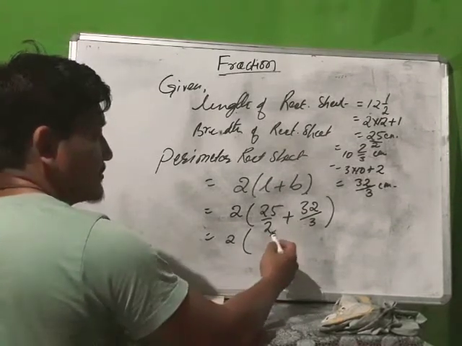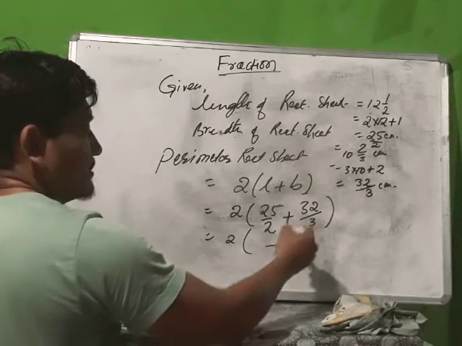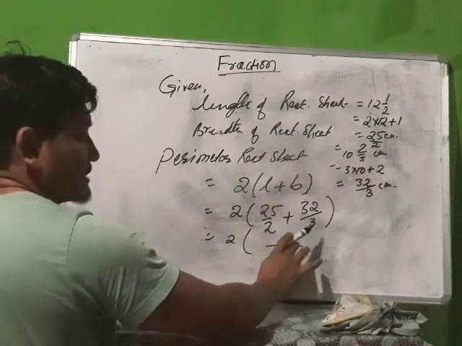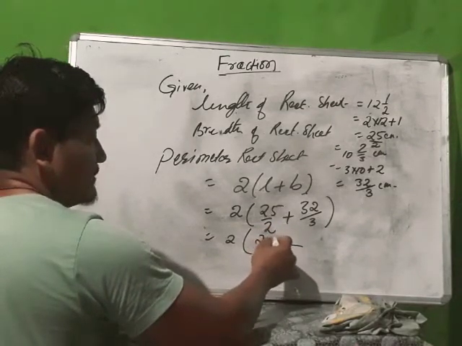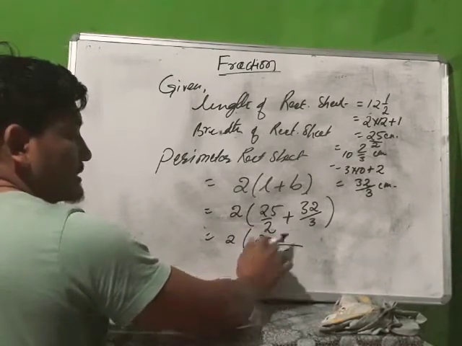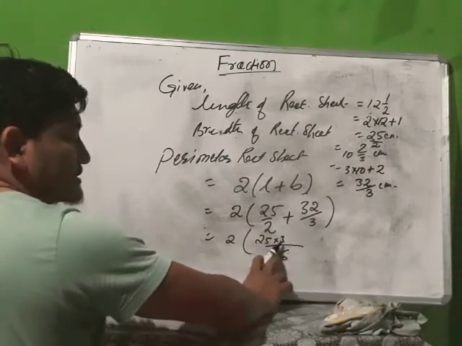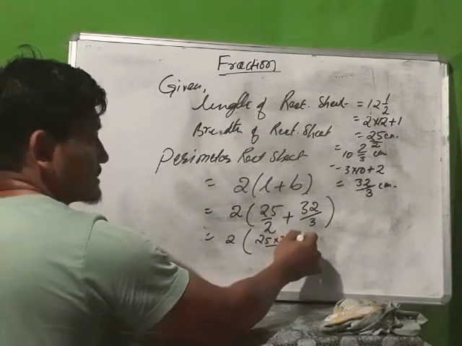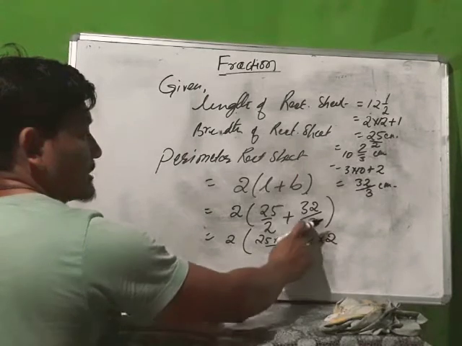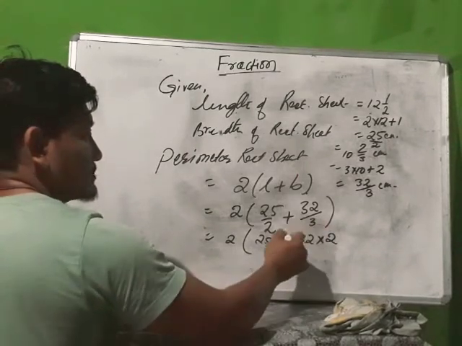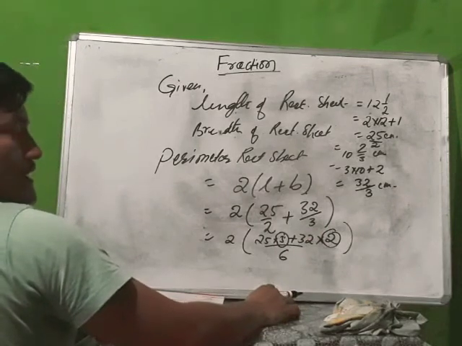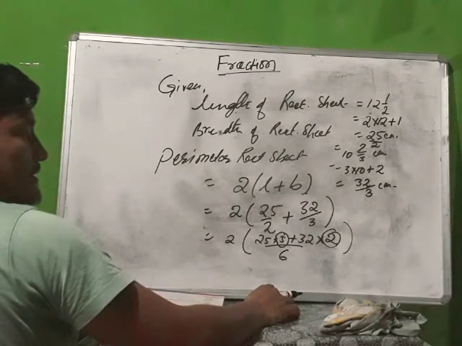The LCM of 2 and 3 will be 6. So 25 into 3, because 2 threes are 6, so we are writing 3 here. I hope you all can see. Plus 32 into 2. Why 2? Because 3 twos are 6. So we are multiplying by 3 here and 2 here. I hope you can understand what I have written here.